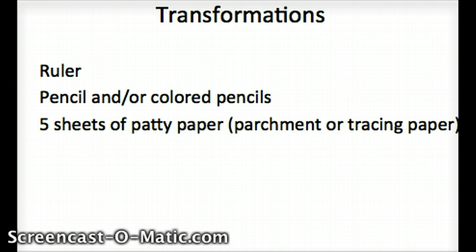Now on one side of the fold line, draw a very simple non-symmetrical figure. So the one I'm going to show you is a picture of one of my cats. Keep it very simple. You do not need it to have any fancy details.